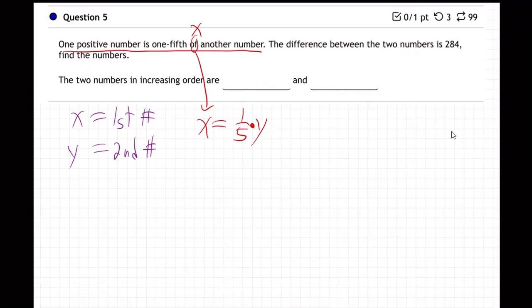So one number is 1/5 of another number, 1/5 times the other number. Then it says the difference between the two numbers is 284. So the difference between the numbers is 284. So x minus y is 284.